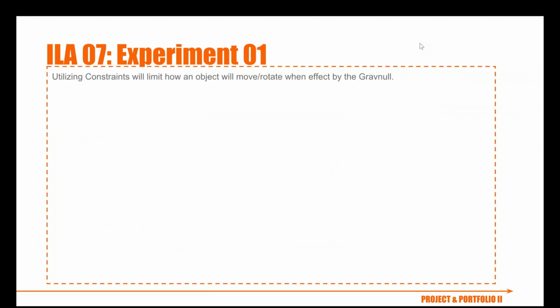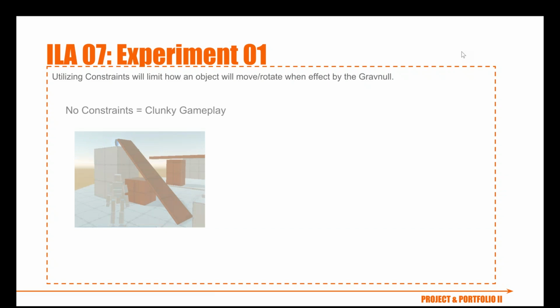All right, so next up is, now that we have rigid bodies on our objects, we want to make them intuitive for the player to use and control that physics as best as we can. Constraints are a great way to actually do this. Utilizing constraints can limit how an object moves or rotates when affected by the Grabnol. If we don't have constraints on an object, it's going to lead to very clunky and awkward gameplay, and probably be frustrating to some players.